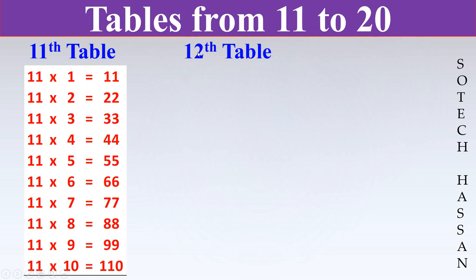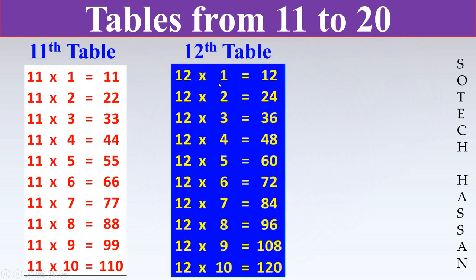12th table. 12 ones are 12. 12 twos are 24. 12 threes are 36. 12 fours are 48. 12 fives are 60. 12 sixes are 72. 12 sevens are 84. 12 eights are 96. 12 nines are 108. 12 tens are 120.